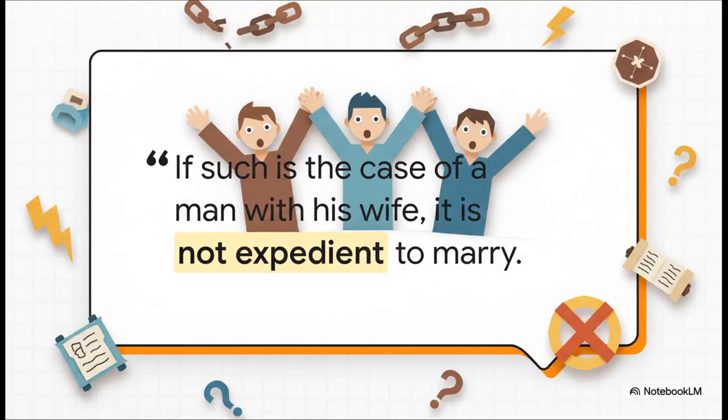Then there's clue number 2, the disciples' reaction. I mean, they are completely floored by what Jesus says. Their response is basically, whoa, wait a minute. If that's how it is, it's better not to get married at all. Now, that level of shock only makes sense if they heard something totally new, something radical, not just a stricter version of a rule they already knew.